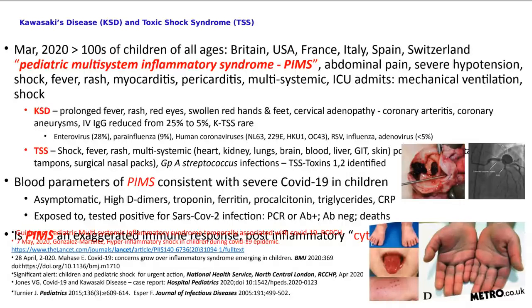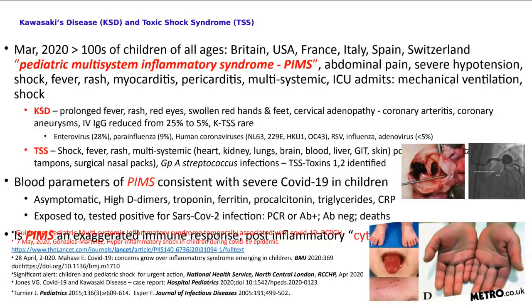They were presenting with Kawasaki's disease, and Kawasaki's disease, you would have learned by now, presents with prolonged fever, with a rash, with red eyes, swollen red hands and feet, as shown in the pictures here, cervical adenopathy. Patients will present with a coronary arteritis, as shown here, with coronary aneurysms. We give them intravenous globulin, which will reduce the aneurysms from 25 to 5%. And sometimes they will even present with toxic shock syndrome.